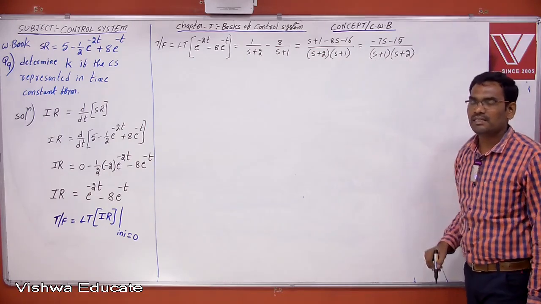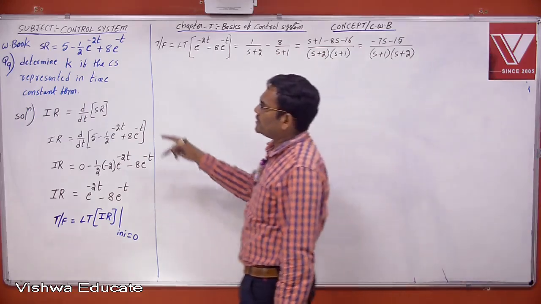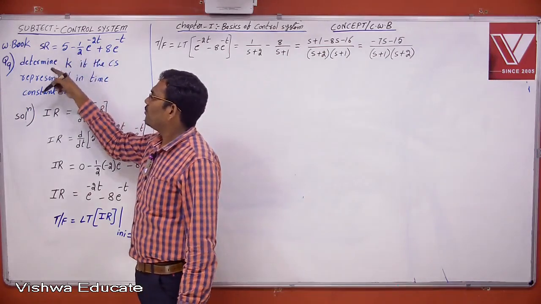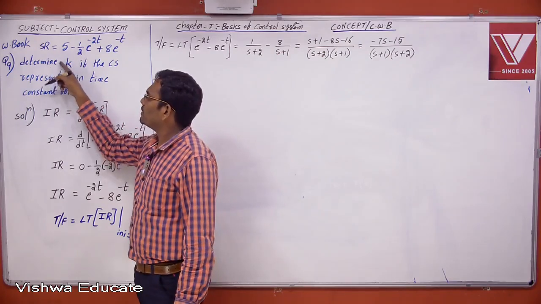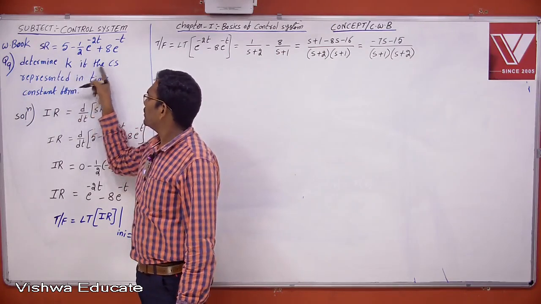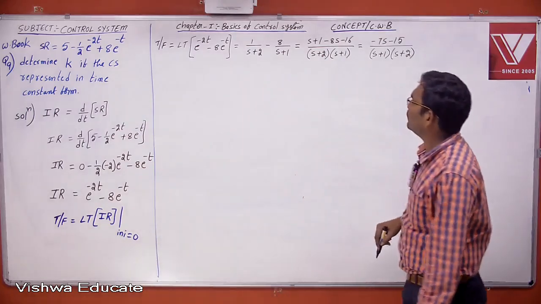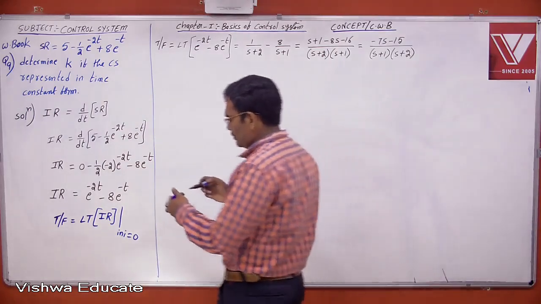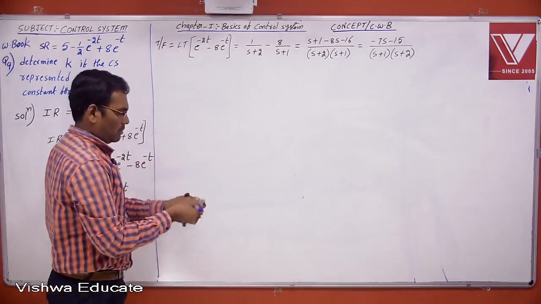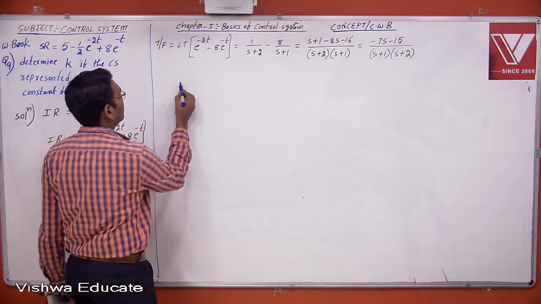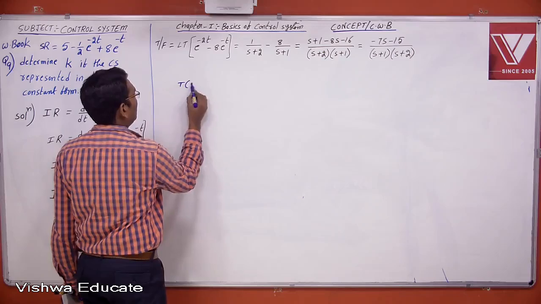But the question is not asking for the transfer function. What he is asking is to find the system gain, and he has mentioned if the control system is represented in time constant form. Therefore, now if you see here, this is the transfer function.